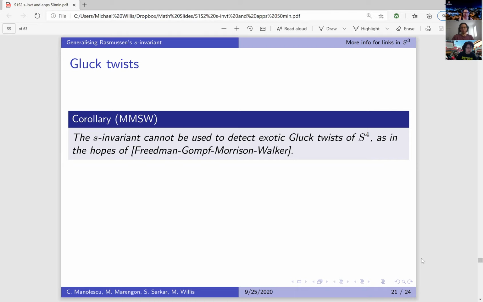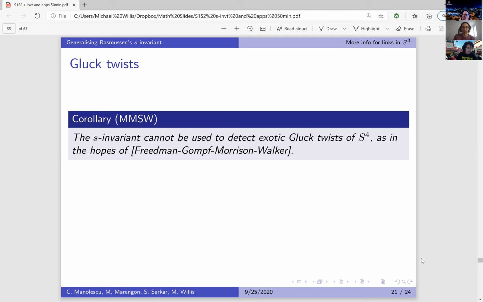If you're not familiar, the basic idea is, wouldn't it be great if I could find a link in my three sphere that I knew for some reason to be slice in a Gluck twist of the four ball, but that I could also obstruct from being slice in the standard four ball? Then my Gluck twist would be homeomorphic to the standard four ball, but must not be diffeomorphic to it, because I've changed the existence of certain smooth surfaces. A lot of the gauge theoretic invariants couldn't really distinguish this because they have a geometric definition and keep track of a lot. But the hope was the S invariant, with its combinatorial definition, might see through this, but unfortunately it doesn't work.